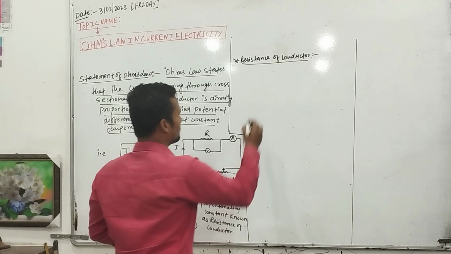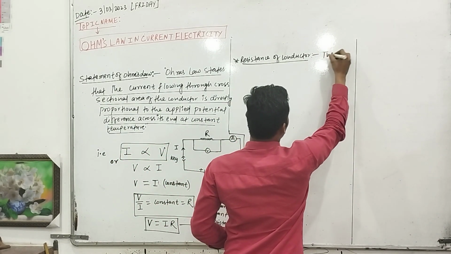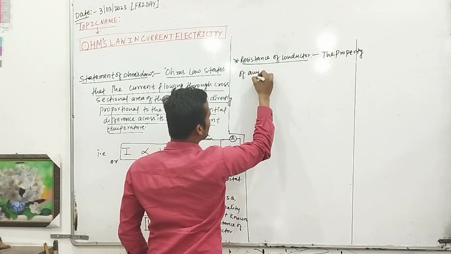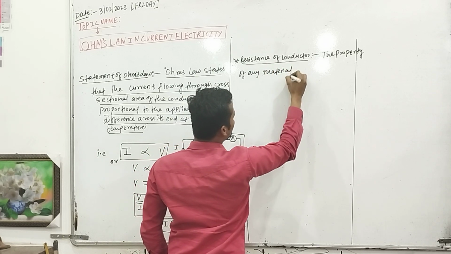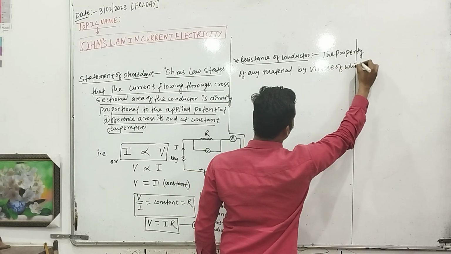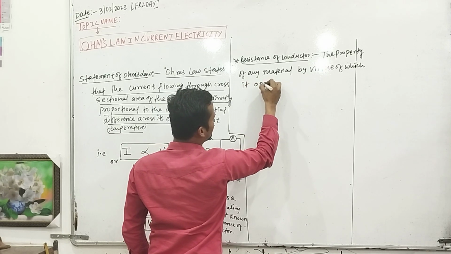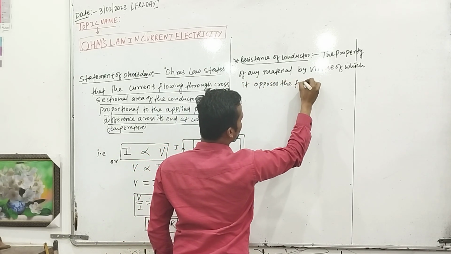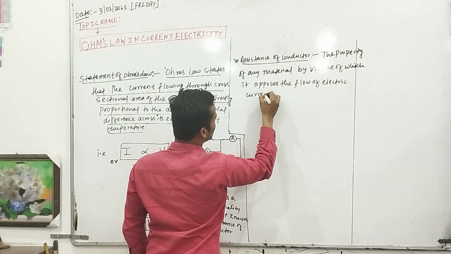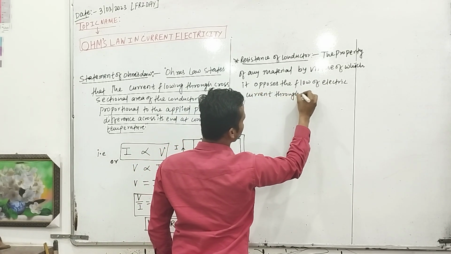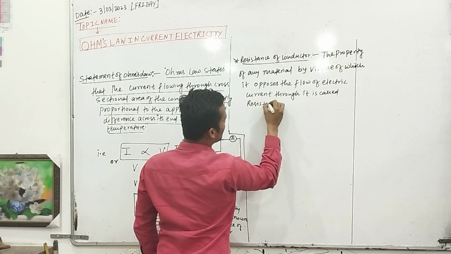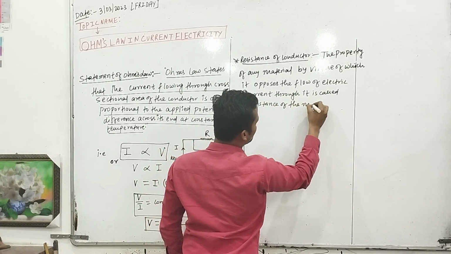Okay, what is resistance? Resistance is the property of any conductor or material by virtue of which it opposes the flow of electric current through it, is called the resistance of the material.